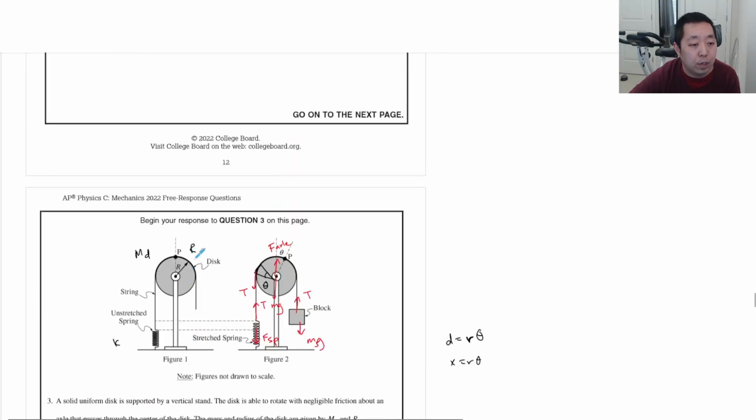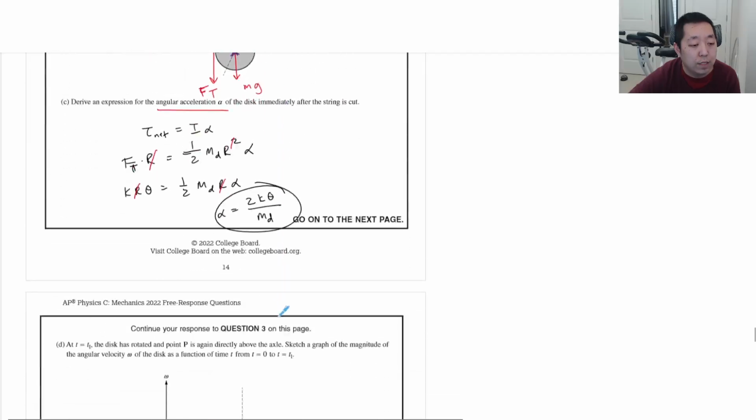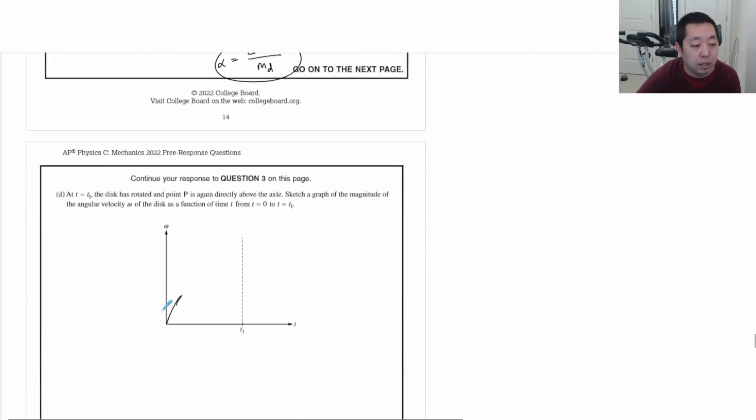Once it's back at point P, I think the spring is totally relaxed, unstretched. So you should have a zero angular acceleration at that point, which means I should have a slope that's 0 at that point. Just to be clear, because the slope is the angular acceleration, it should start with a steeper slope, but it will decrease and flatten out to 0.